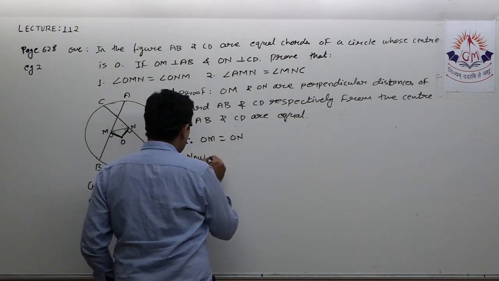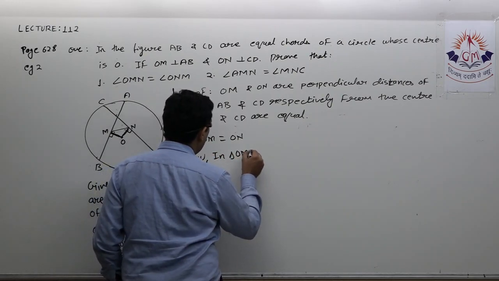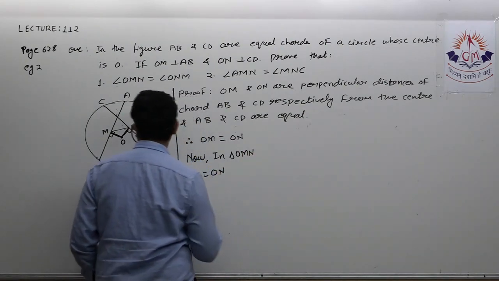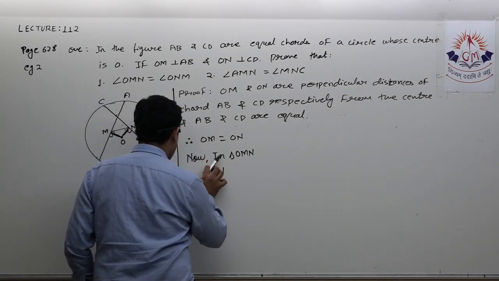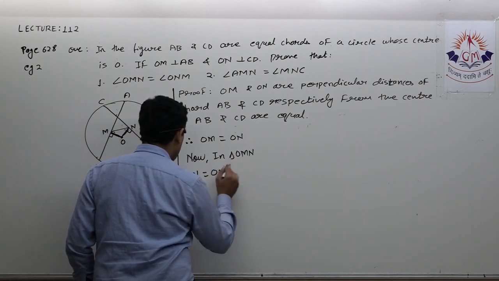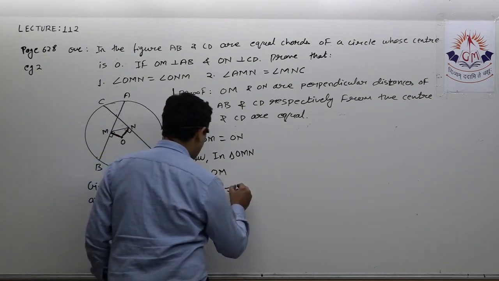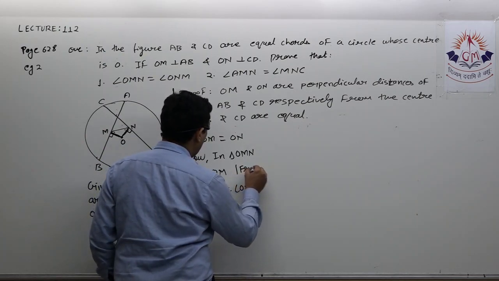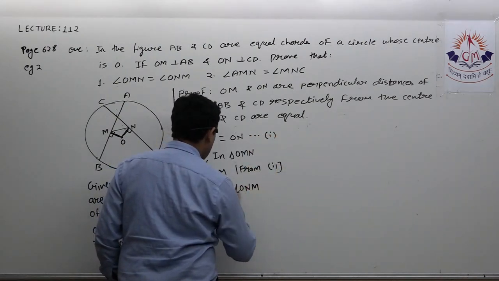Now in triangle OMN, OM is equal to ON. Therefore, angle OMN is equal to angle ONM. I took this information from the first statement. These two angles are equal.